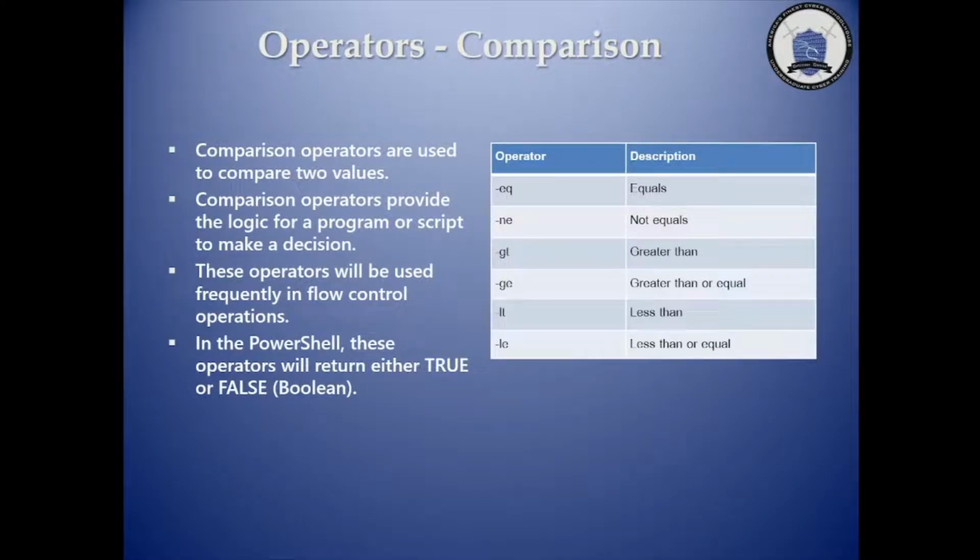Next, I'm going to talk about comparison operators. Comparison operators are used to compare two different values or two different variables. So comparison operators provide the logic to make a decision. So for example, they'll check if something is equal to, less than, or greater than something. With comparison operators, they're always going to give you or return a Boolean value. So for example, is 4 equal to 5? No, so it will return false. Another example could be, is 5 greater than 4? Yes, so it will return true.